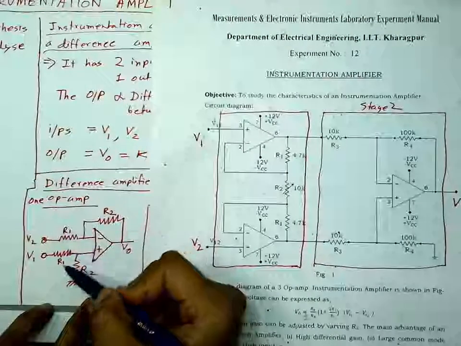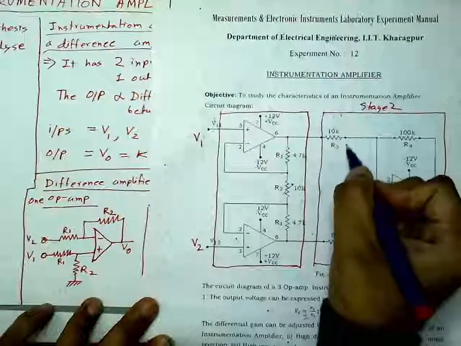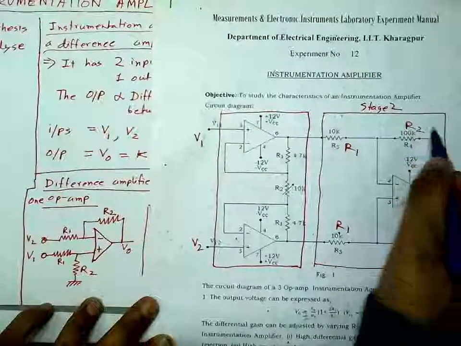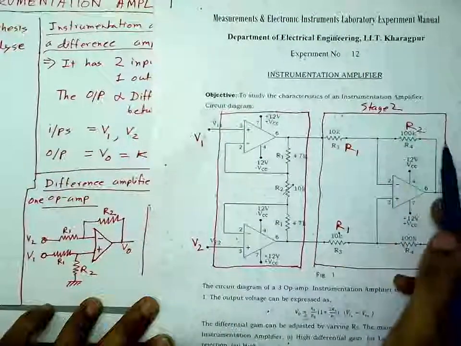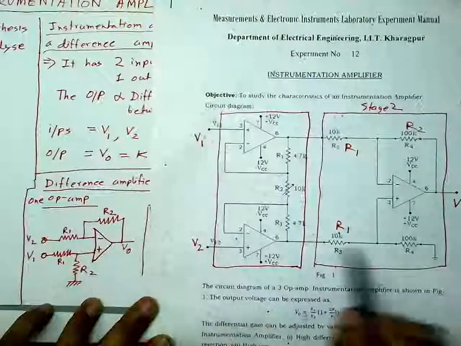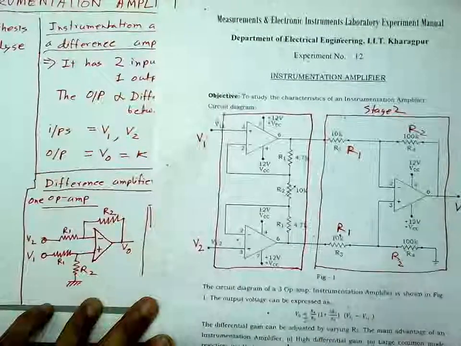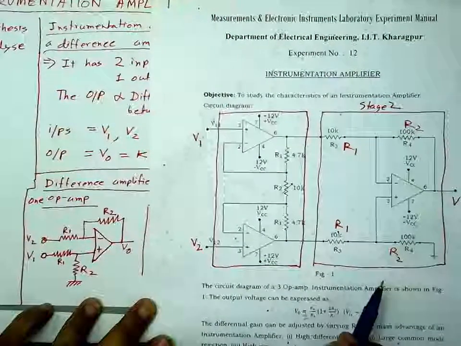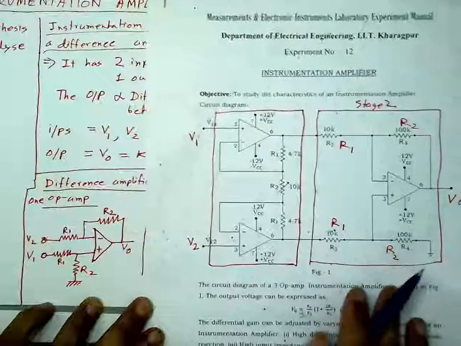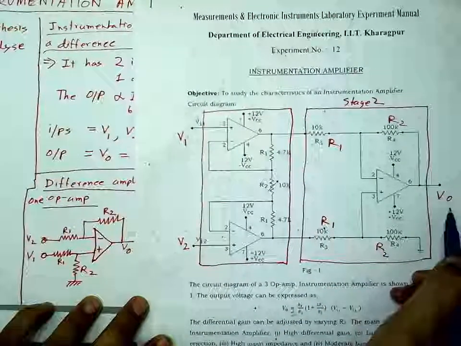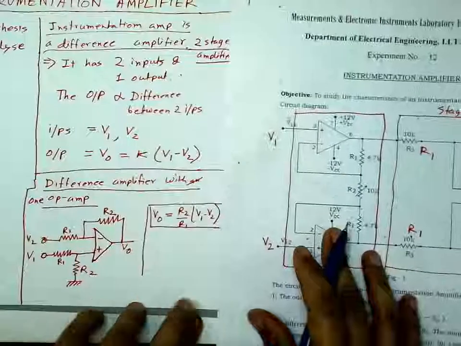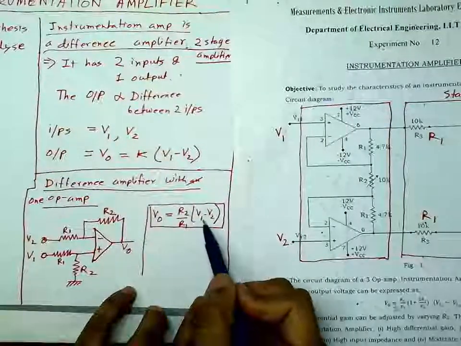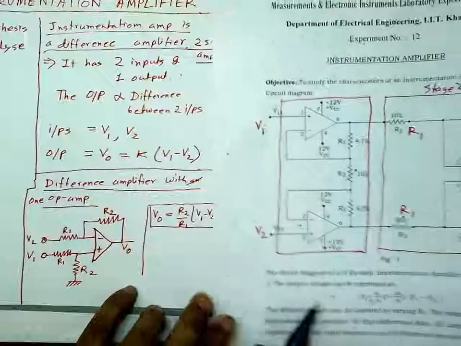Here you have R1, R1. These R1s are this. This R2 is this R2. This feedback is here. So this is just a difference amplifier. So what will this do? The final output here will be R2 by R1 times the difference between these two.